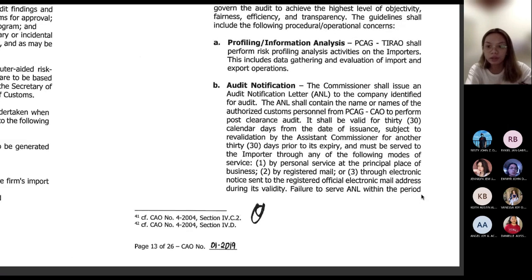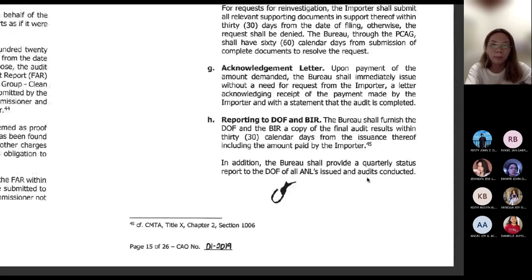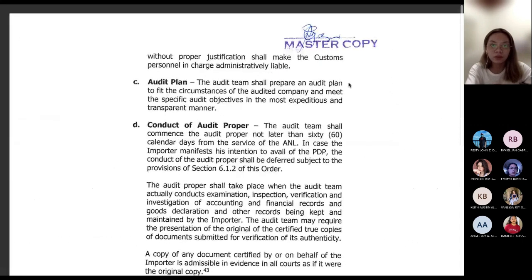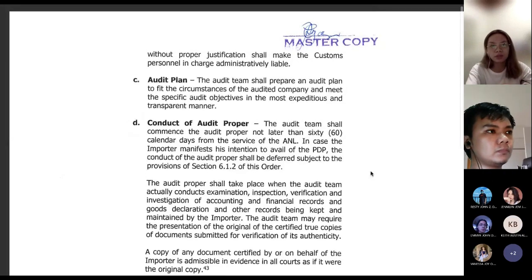Failure to serve ANL within the period without proper justification shall make the customs personnel in charge administratively liable.